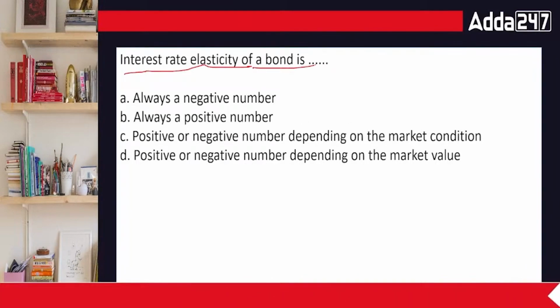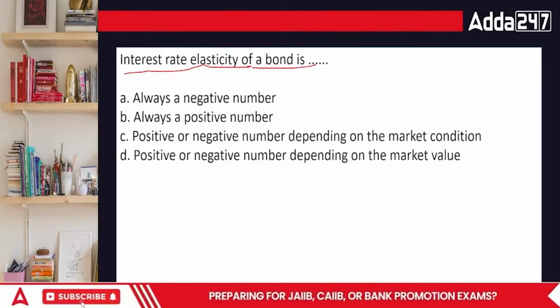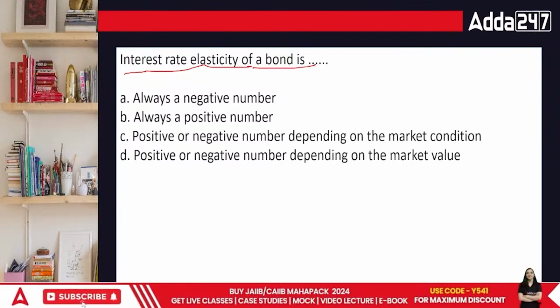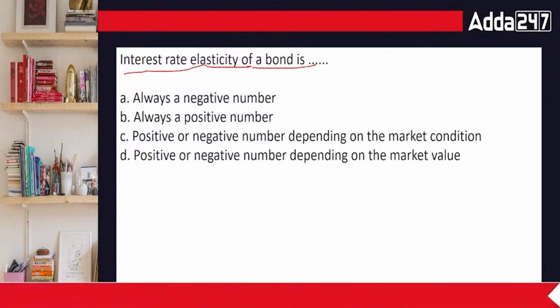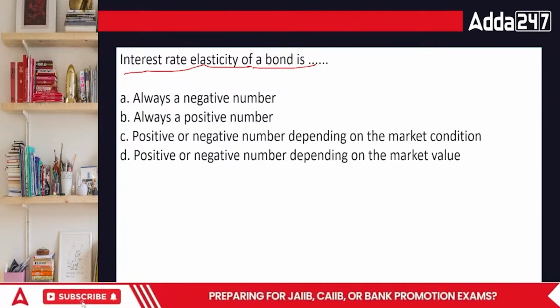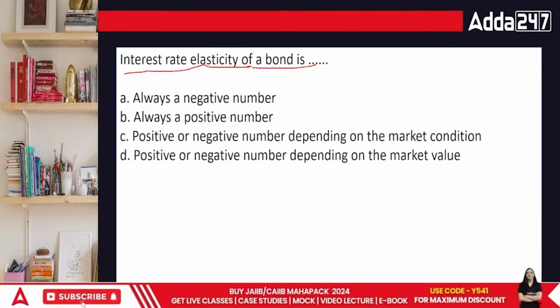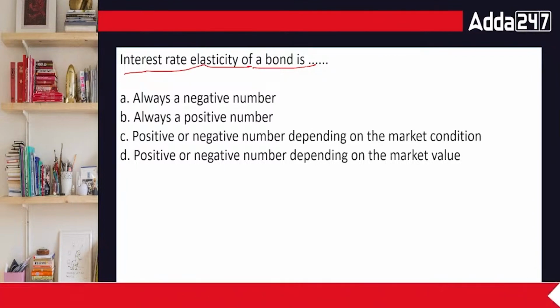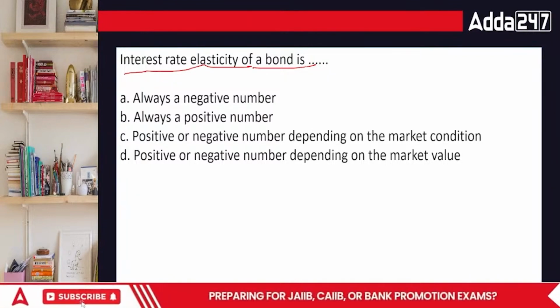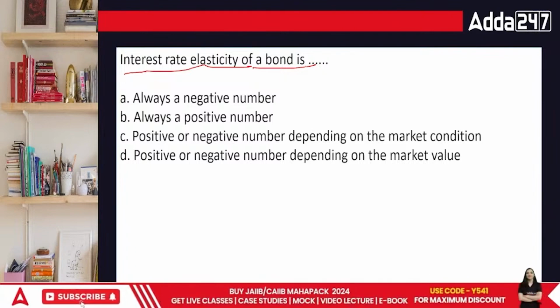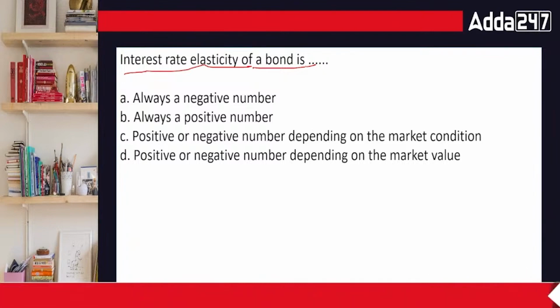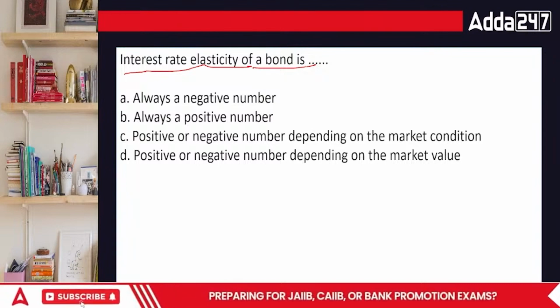Interest rate elasticity of the bond. Acha, what's a bond, everyone? Bond is basically the money that you take from someone, the money that we borrow from someone. It is always a negative number. Interest rate elasticity of a bond, it is always a positive number. If the interest rate increases, you will always find the price of it will also go high, because it is giving a higher interest rate, so people will run after it. Positive or negative number depending upon the market condition?